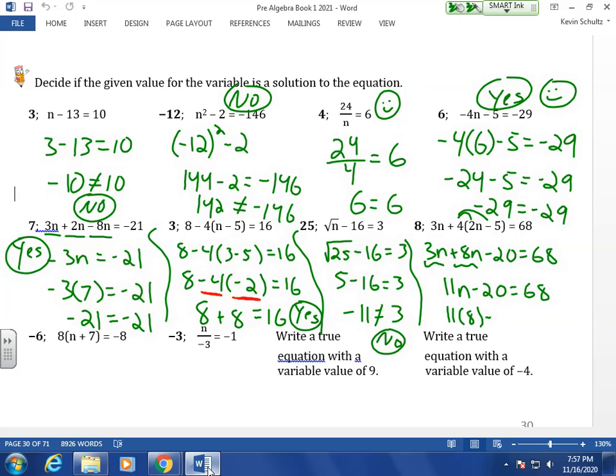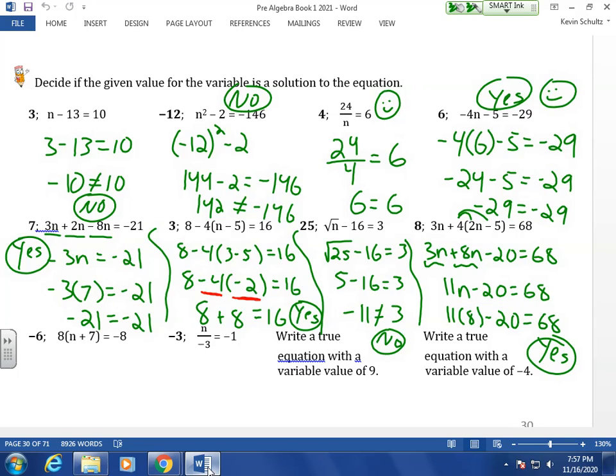11 times 8 is 88. 88 minus 20 is 68. So that is a yes as well. And again, if you did not simplify first, you just plugged in the 8 for both ends and went at it, you should still get 68 on that left side. Your answer should still be yes.